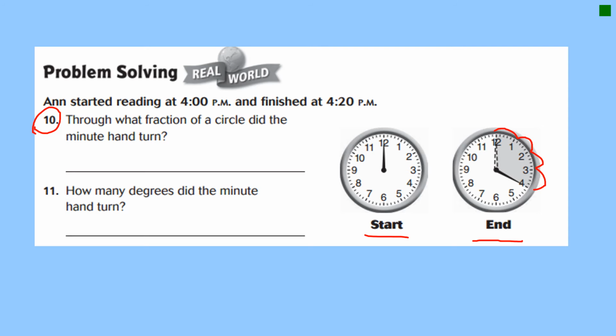Okay, check. Number 10. Through what fraction of a circle did the minute hand turn? So this one asks about the fraction of a circle. Well, let's think about this, guys. A clock is divided into 12 equal parts by the numbers, right? So it went 1/12, 2/12, 3/12, 4/12, right? It went 4/12 around the clock. But I'm going to think about 4 and 12.